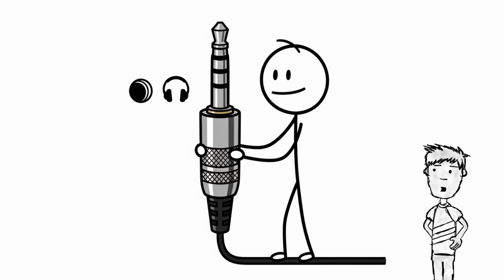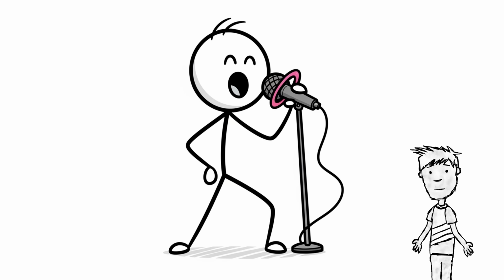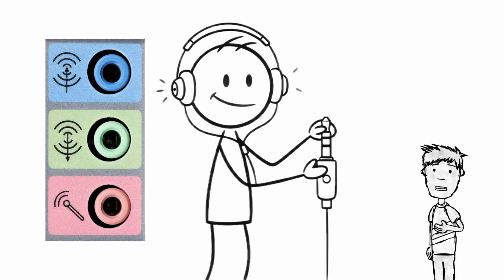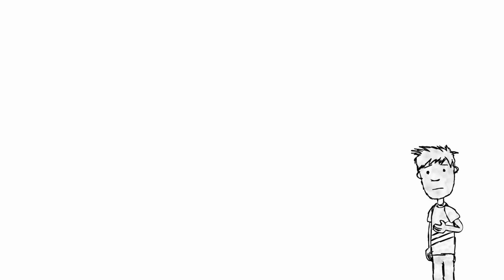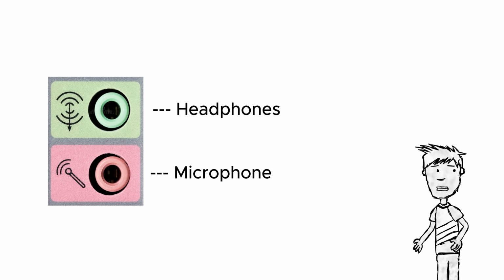Audio. The 3.5mm jack is the small round hole for headphones and microphones that refuses to disappear. It's a simple universal port that's been around forever because it just works. On many computers, the port with the pink ring is for your mic, and the green one is for headphones.